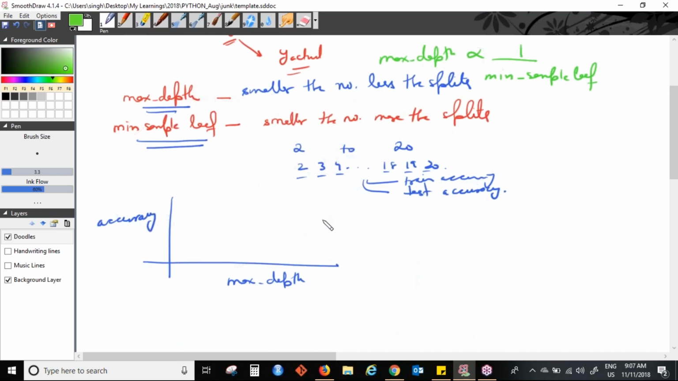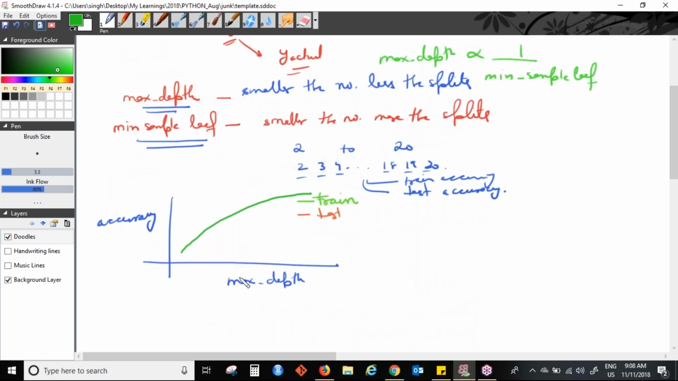So how would it look like for the training data? Tell me, guys. How would this look like for the training data? And then for the test data. Tell me first for the training data. How would this plot look like for the training data? Increasing trend. Okay, yes, that is correct.